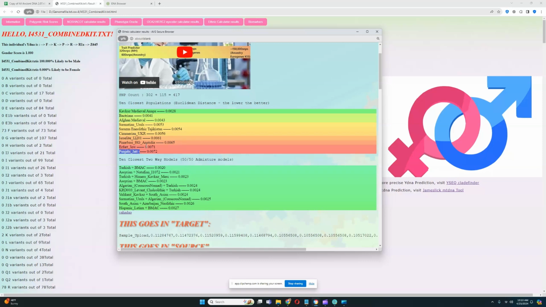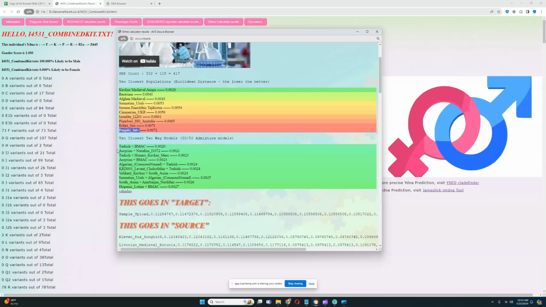So it looks like with my ethnicity calculator, this individual is pretty West Asian. And the Oracle says the closest mixture is Turkish plus BMAC. The second closest mixture is Assyrian plus Natufian. So yeah, this individual is very Southern with my ethnicity Oracle. Definitely very Southern. Definitely very West Asian.